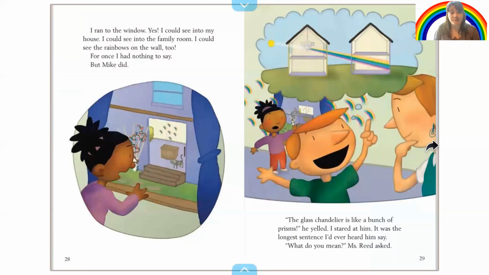I ran to the window. Yes, I could see into my house. I could see into the family room. I could see the rainbows on the wall, too. For once, I had nothing to say, but Mike did. "The glass chandelier is like a bunch of prisms," he yelled. I stared at him. It was the longest sentence I'd ever heard him say. "What do you mean?" Miss Reed asked.